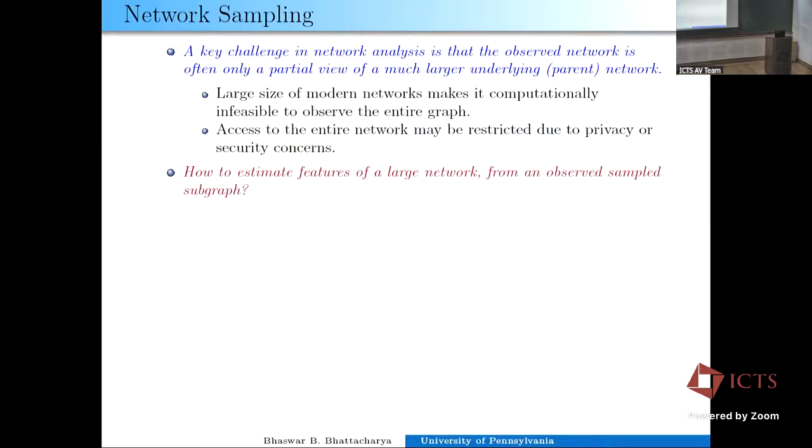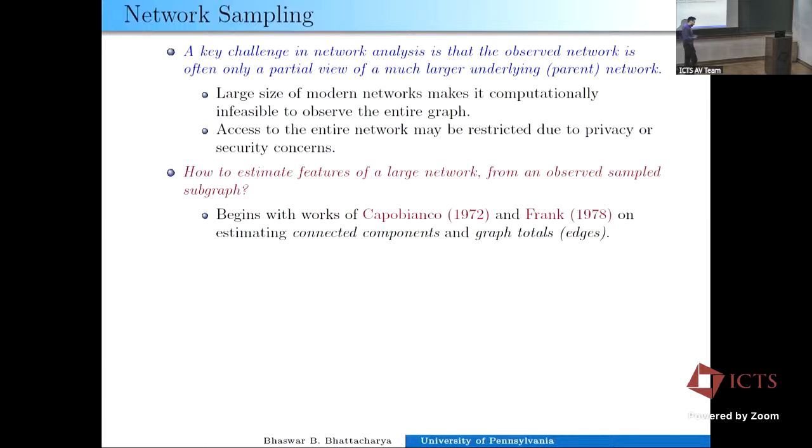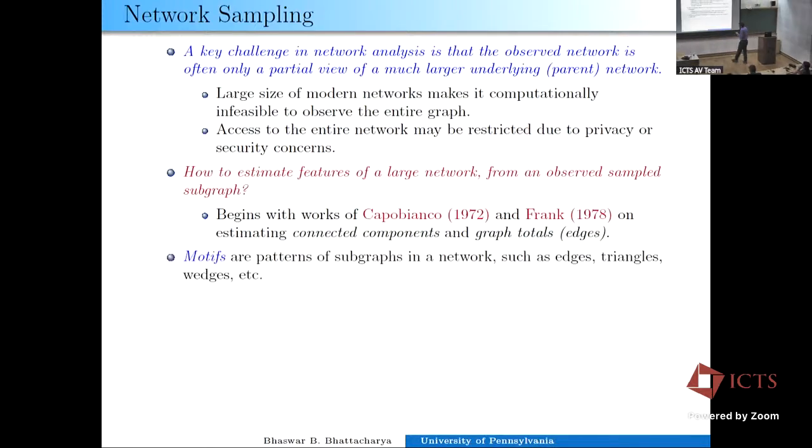This line of work can be traced back to the early 70s by Capobianco and Frank, who studied estimating various functionals of the network based on sampling. O. Frank is one of the pioneers in network science, and he wrote a series of papers on estimating the connected components of the big network based on an observed sampled subnetwork. And he also had several works on estimating what are called graph totals. This is just the number of edges. Studying small structures in a network like edges and triangles and wedges, the counts of these local structures play a basic role in understanding how the whole network behaves.